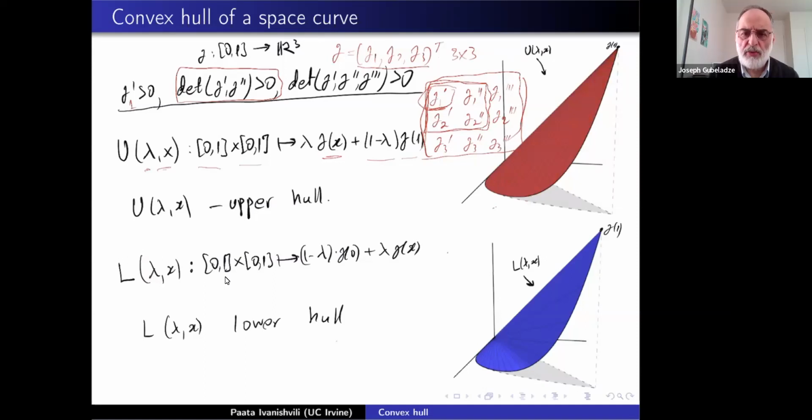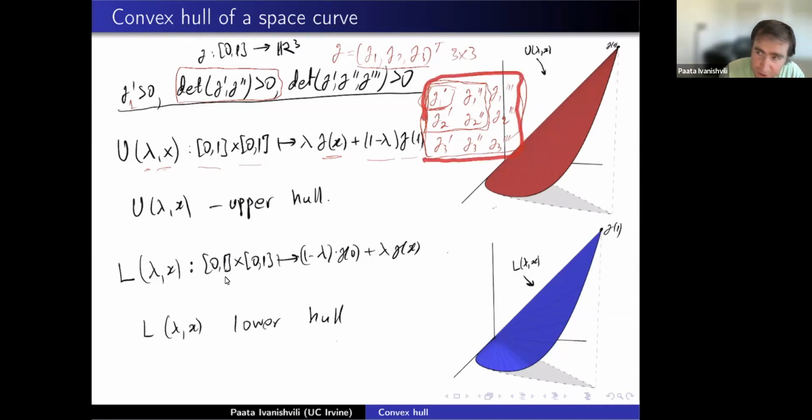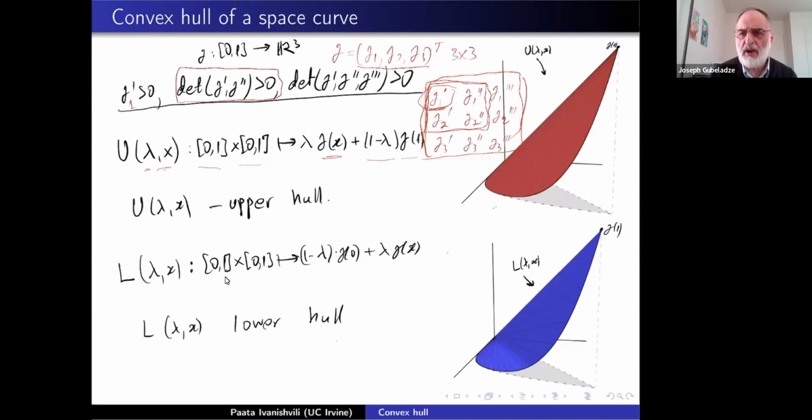Okay. So if gamma is algebraic, then so is the convex hull, according to this upper hull. If gamma is algebraic, the way I understand it is that gamma 1 is polynomial, gamma 2 is polynomial, and gamma 3 is polynomial, right? Then you want to make sure that these polynomials satisfy this strange assumption. Yes. So under these conditions, you get a semi-algebraic upper hull. Semi-algebraic, you mean the surface is also parameterized by algebraic functions? Yes.